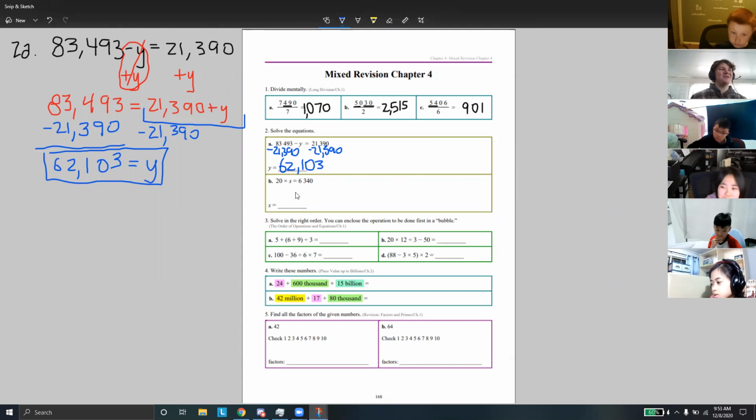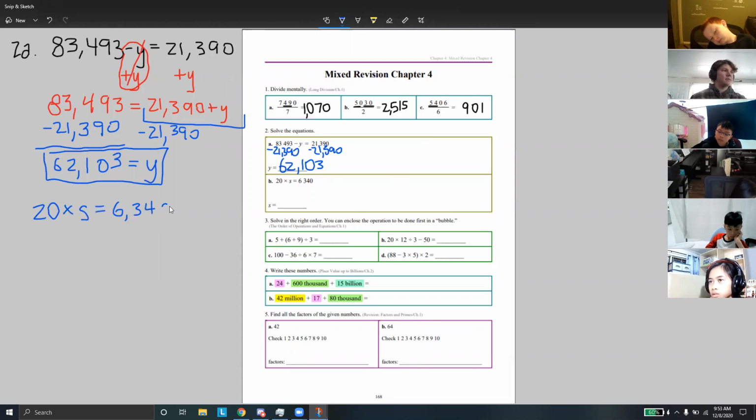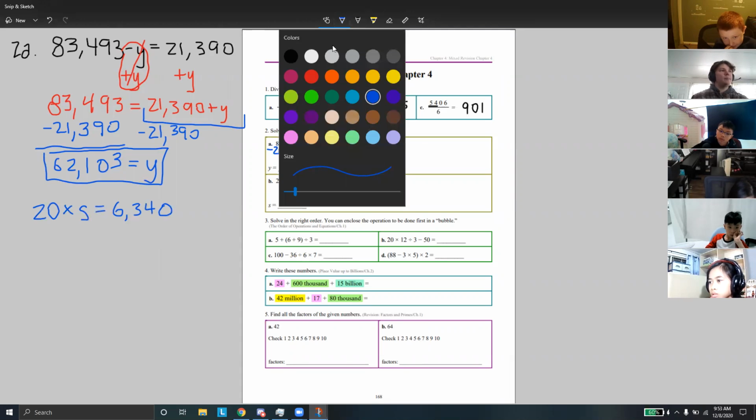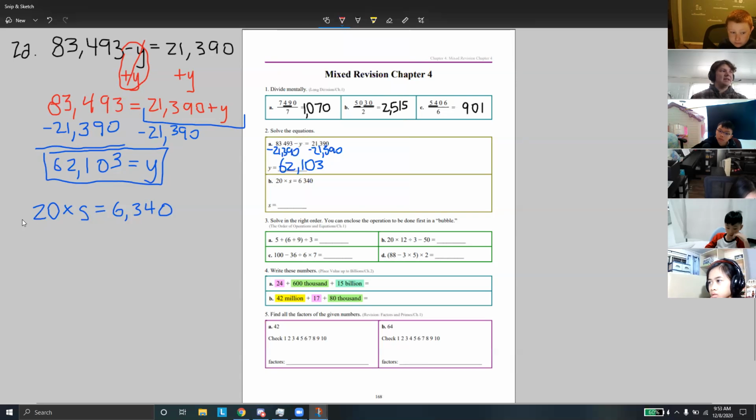Remember, students. So we have 20 times s equals 6,340. We don't want the number to be 20 times bigger than s. Whatever number's on this side, which is 6,340, is 20 times bigger than what we want. And so we don't want it to be 20 times bigger. So how do we get rid of that 20 times bigger?